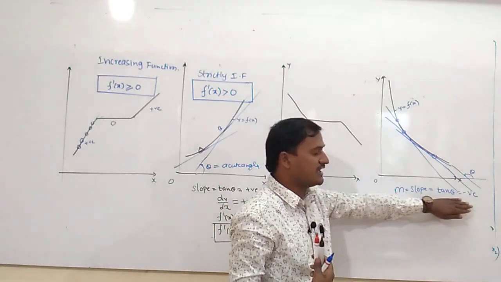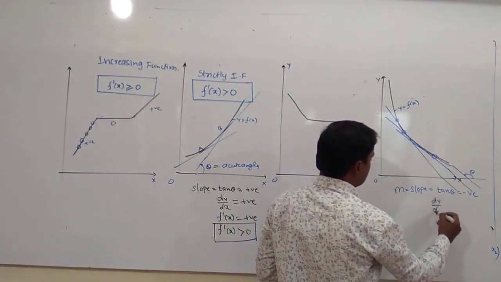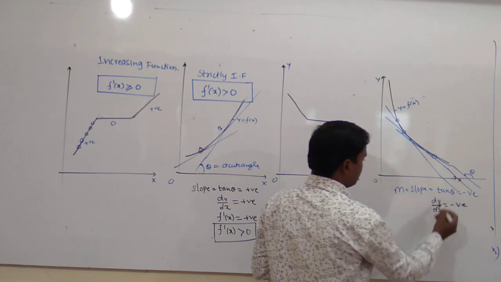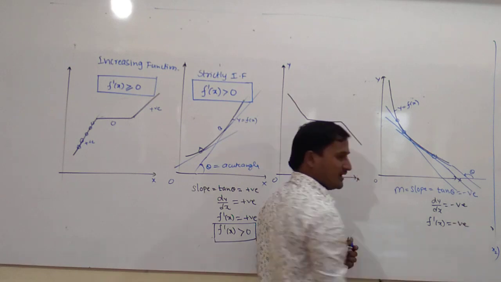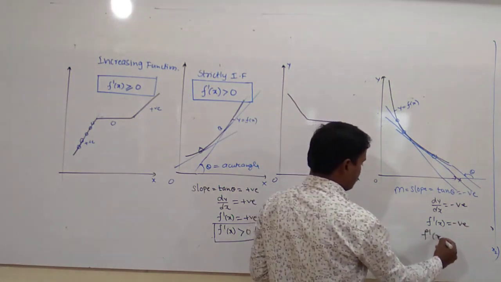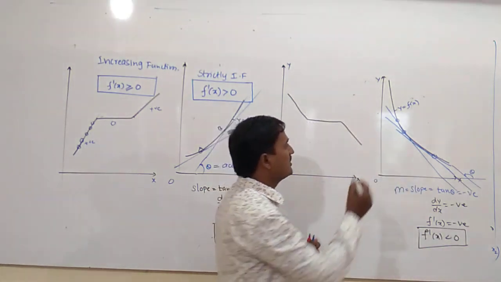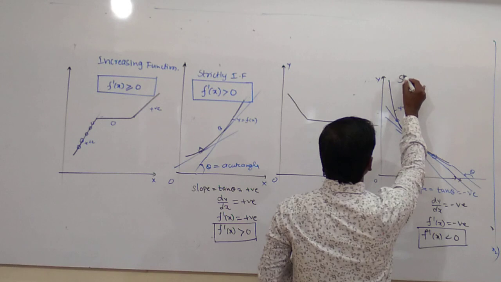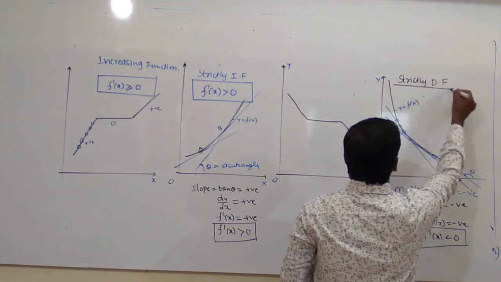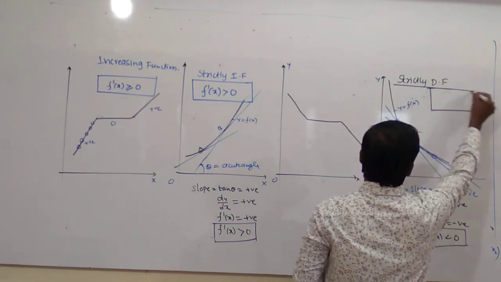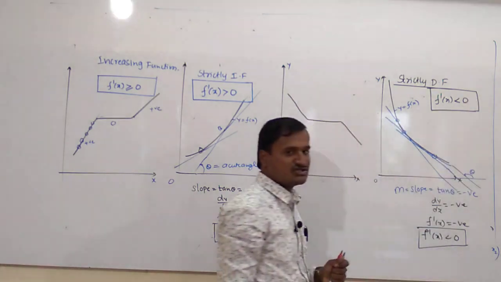Second quadrant means tan theta is negative, so tan theta is nothing but what? dy by dx. dy by dx is equal to negative. dy by dx is nothing but what? f dash of x equal to negative. f dash of x is negative means we will take the values less than 0. So therefore, what is the condition for a strictly decreasing function? The condition for a strictly decreasing function is f dash of x less than 0.